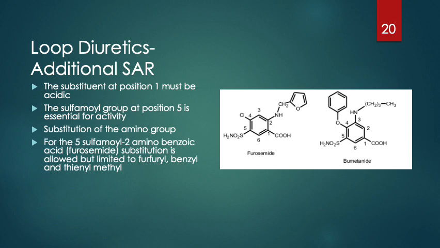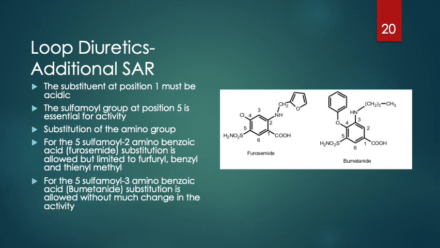Substitution of the amino group, when it comes to the 5-sulfamyl 2-aminobenzoic acid, so when it comes to furosemide, substitution is allowed, but is limited to furfuryl, benzyl or thienyl methyl groups. Okay, so substitution is allowed, but only limited to those groups that we just mentioned.